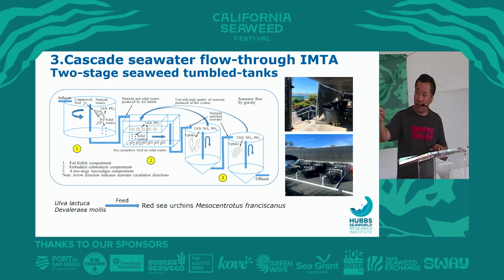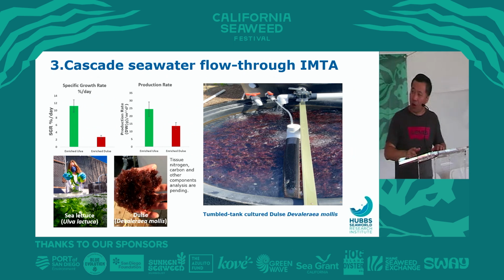And the seawater containing a lot of nutrients enters into 2 stages of the seaweed. Seaweed can assimilate them and produce a lot of seaweed biomass, and we can use it to directly feed the sea urchin or abalone, kind of like a circle, right? So the results, we just got primary results: the seaweed awa and the Valerianeria, they grow very well. And the tissue nitrogen, carbon, and other components are pending.